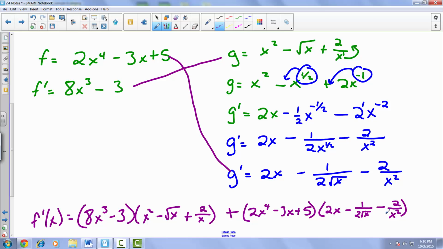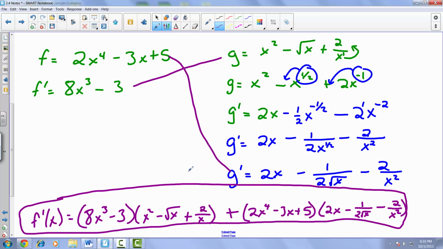So again though, this would be our final answer for the derivative. And again though, that is example 2 from our 2.4 set of notes.